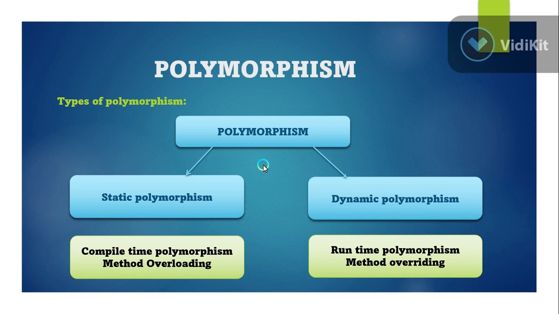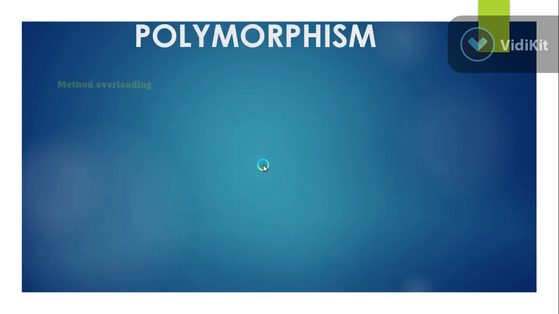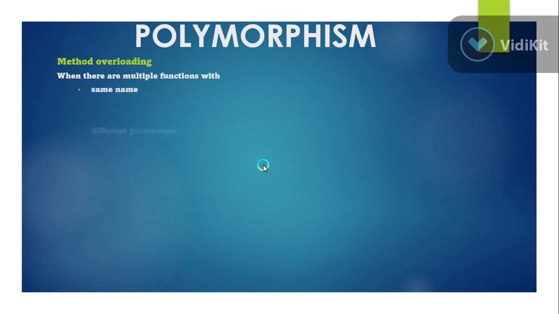Why are we saying this is compile time polymorphism? What is method overloading? Let us discuss the programming of method overloading. It's going to be a very interesting topic for you. Method overloading: when there are multiple functions with the same name but different parameters in the same class, then these functions are said to be overloaded.